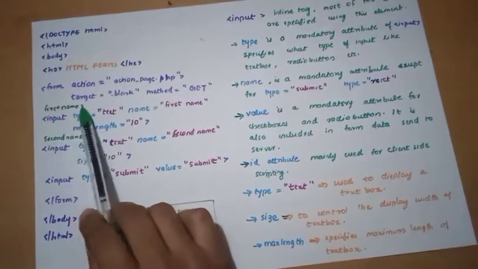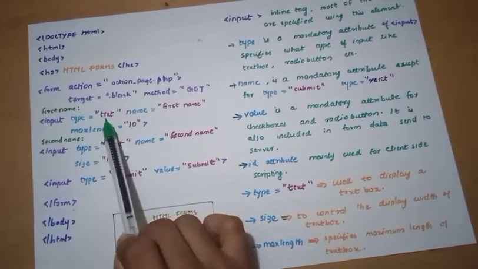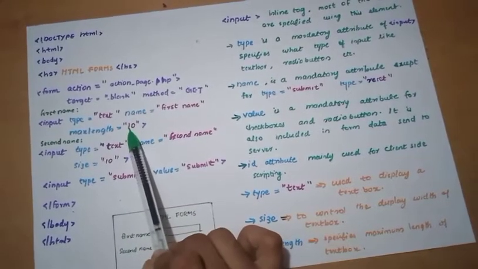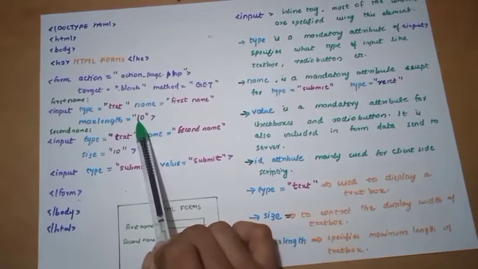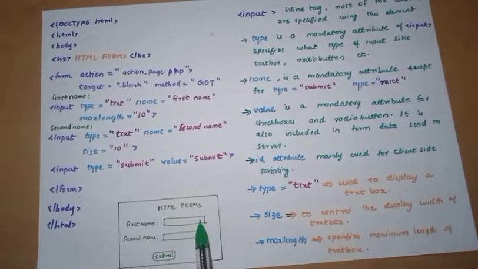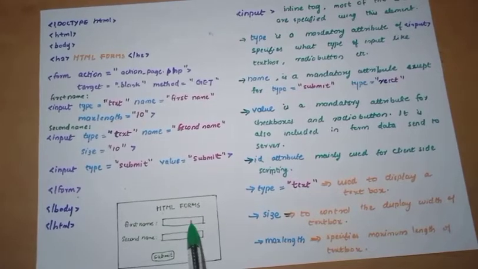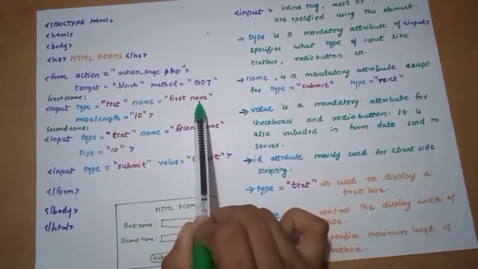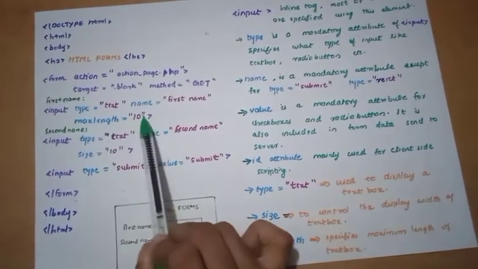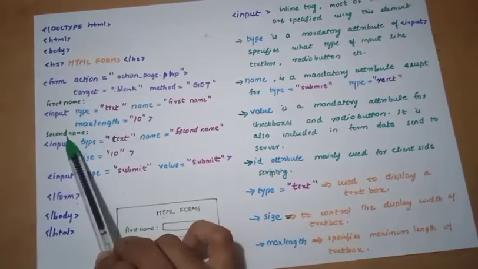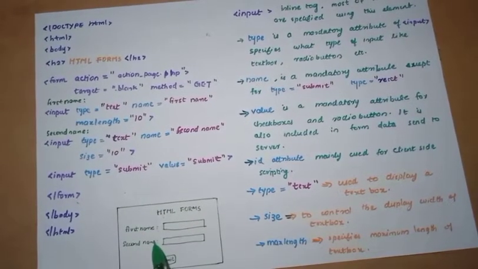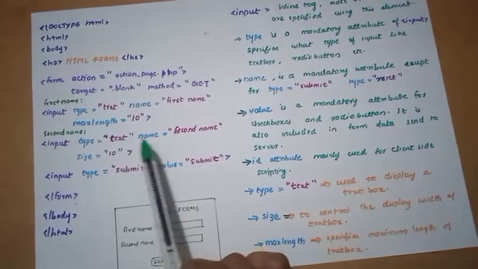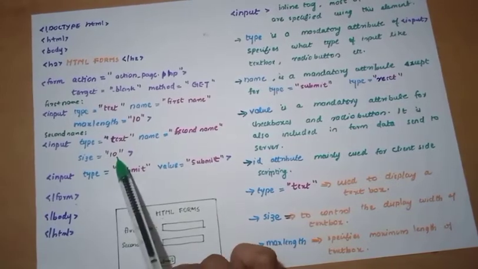Then I am going to write input type is equal to text, name is equal to first name, maxlength is equal to 10. The intention here is to create a text field where I write my first name. So I created a text field named first name with a max length of 10. Likewise, my second name is already displayed here, and for that I used input type as text and name as second name, with a size of 10.